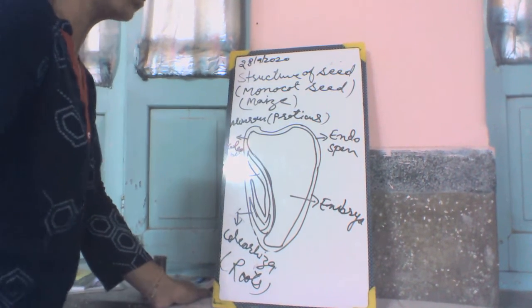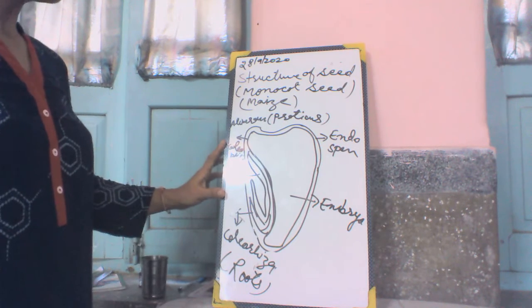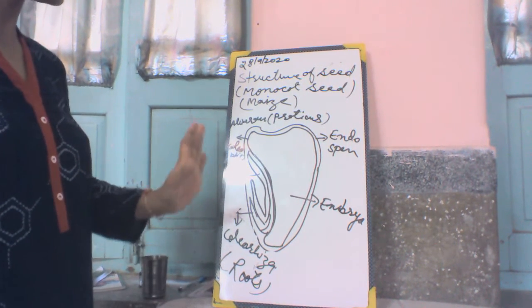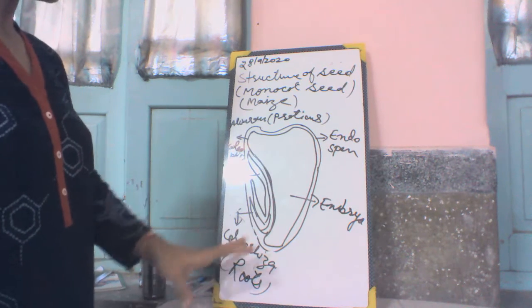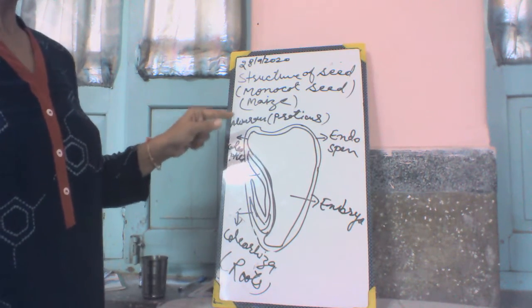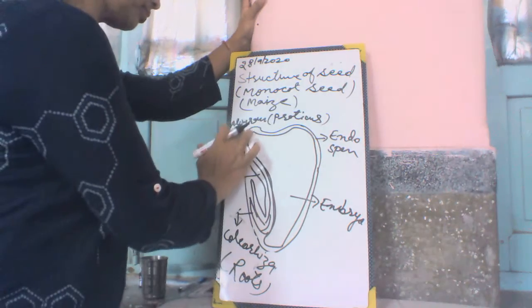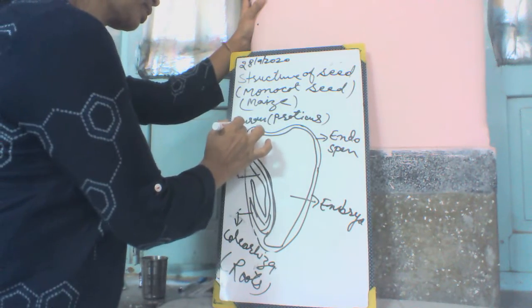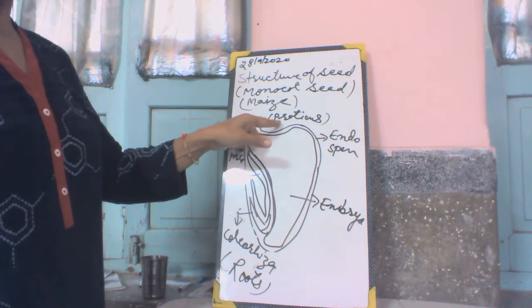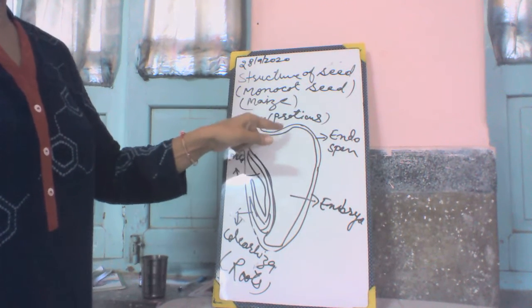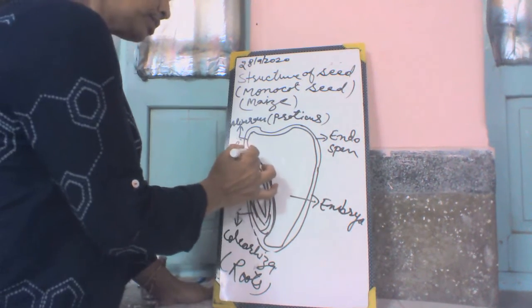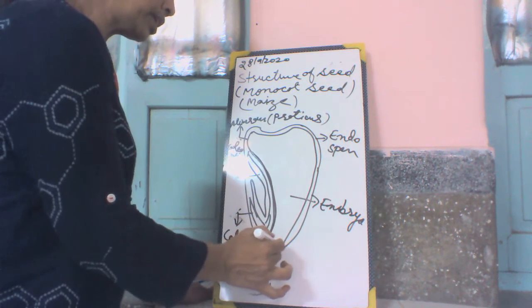This is all about the monocot seed, and we have taken the example of maize seed. We have seen that seed, and the different parts of this seed. The aleurone layer separates the endosperm from the embryo, and this layer is rich in proteins. It contains proteins. After this, some tissues separate the embryo.